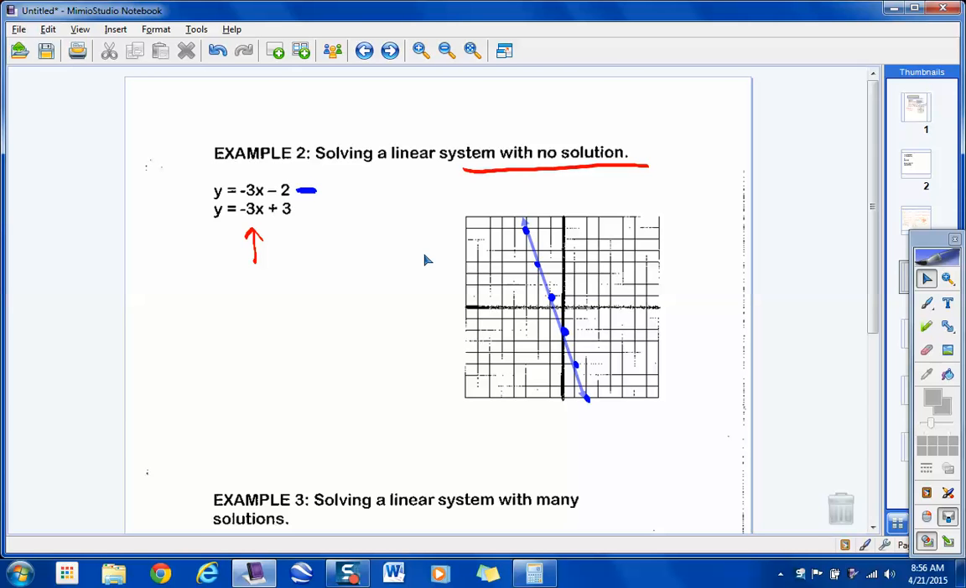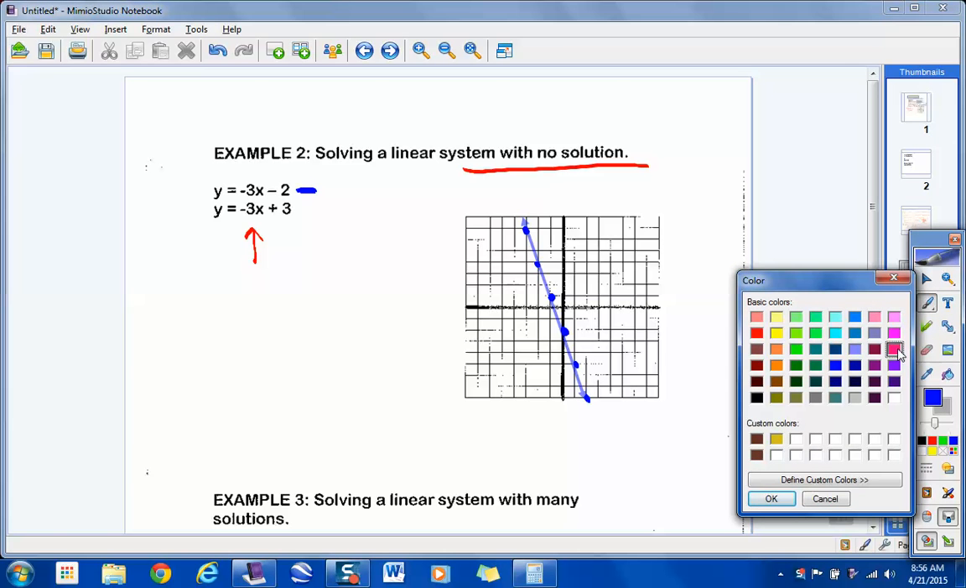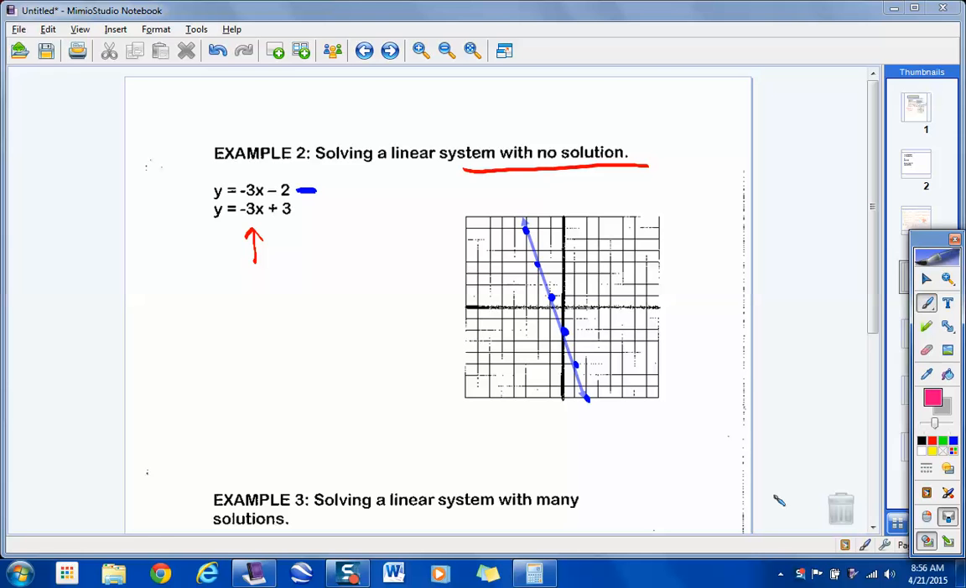Let me choose a different color. Oh, it's crazy today on colors. That one looks kind of pretty. My middle child, Lucy, would appreciate that color.